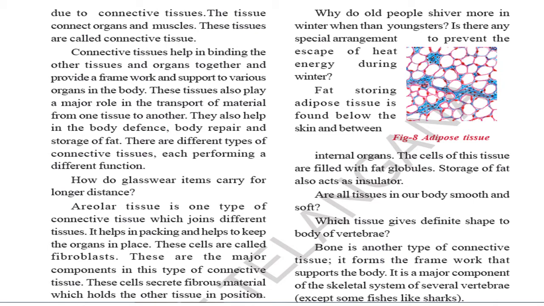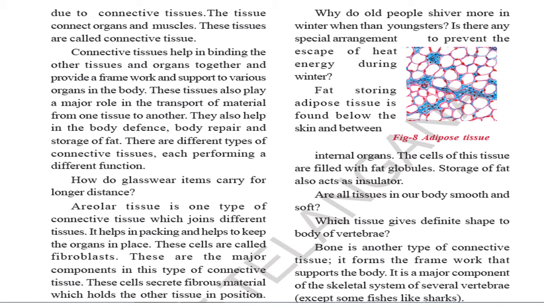Connective tissue helps in binding the other tissues and organs together and provides a framework and support to various organs in the body. These tissues also play a major role in the transport of materials from one tissue to another. They also help in body defense, body repair and storage of fat. There are different types of connective tissues, each performing a different function.